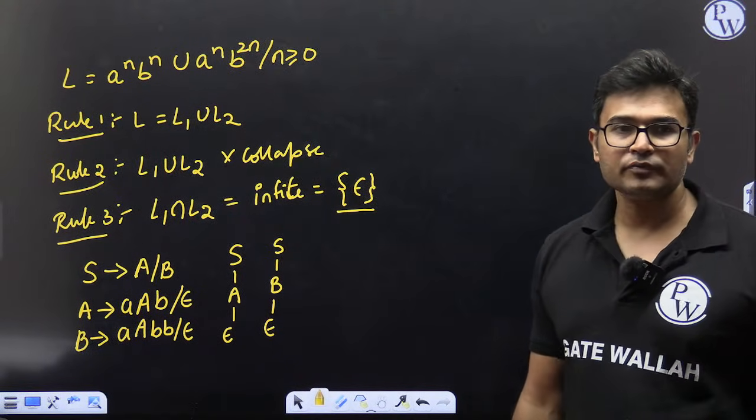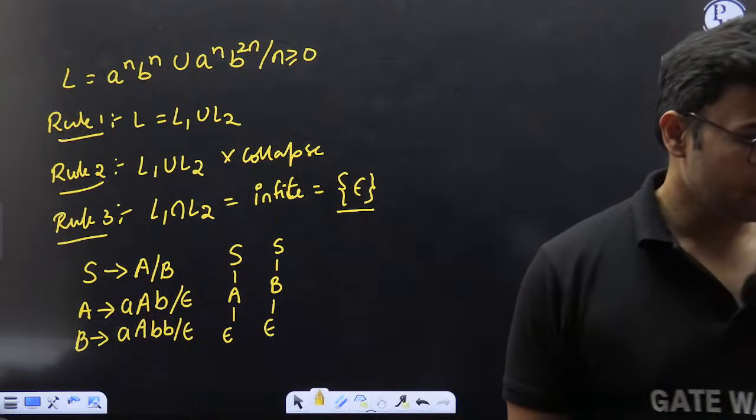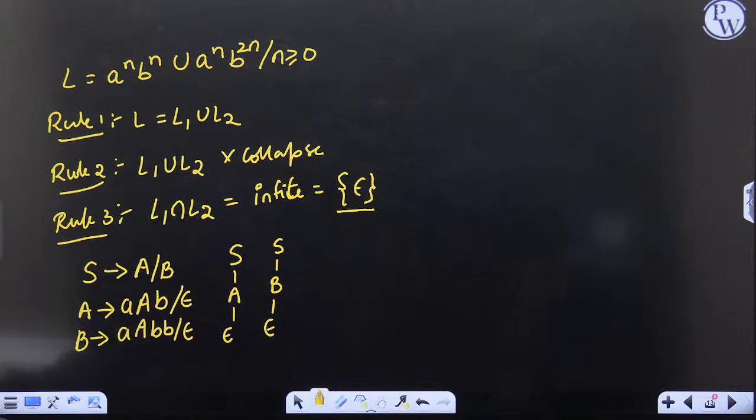Try it, you will get it. Take the intersection and put it at S and remove from A and B.